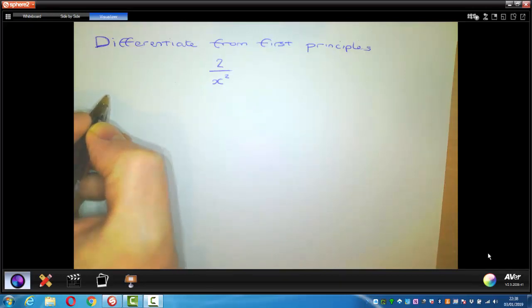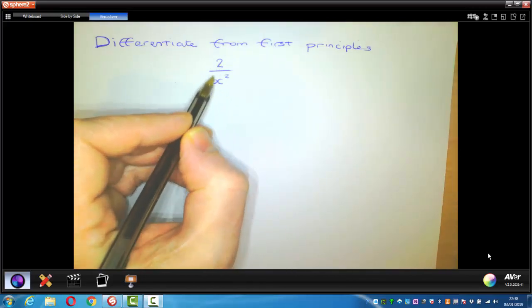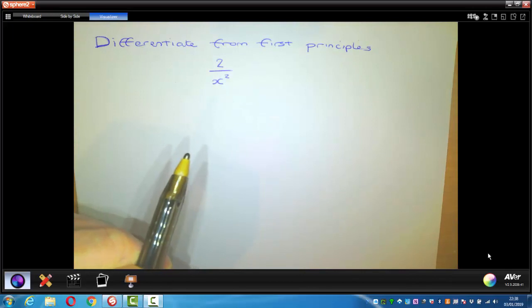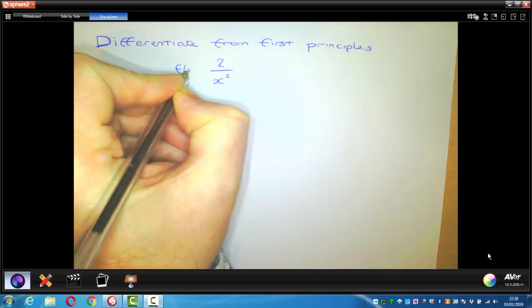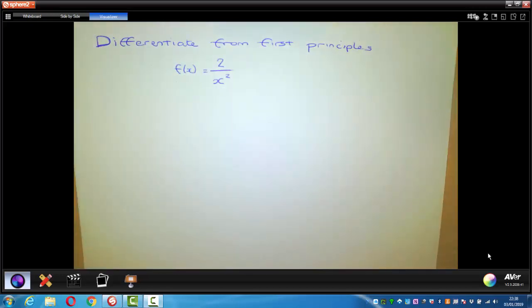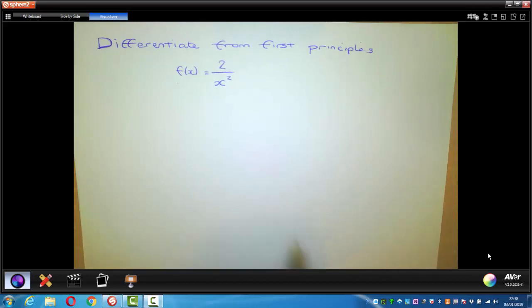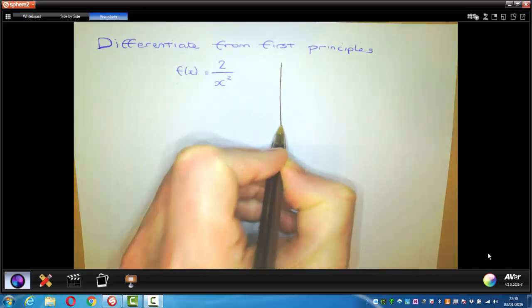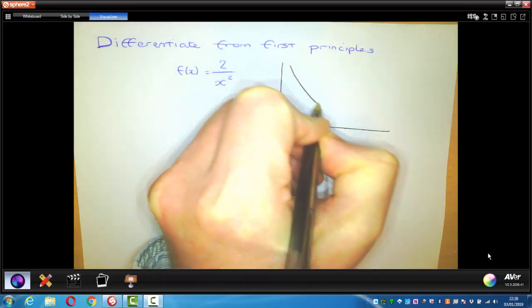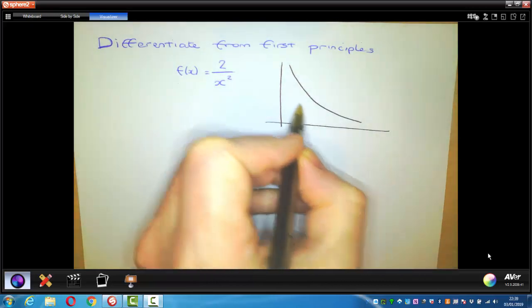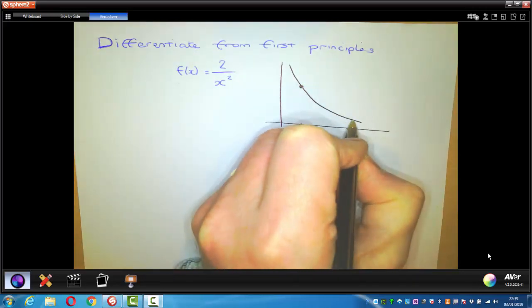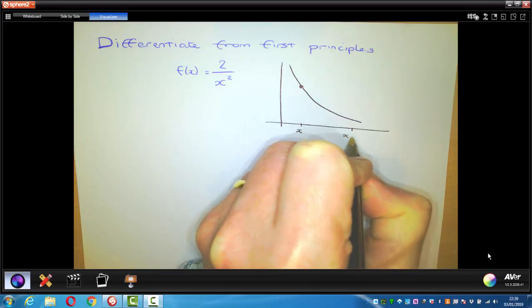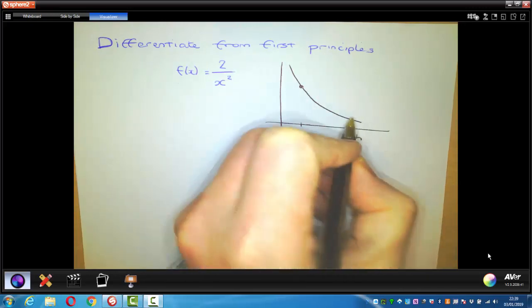We are asked here to differentiate from first principles the function f of x is 2 over x squared. Now, if we have a function that we want to differentiate, one way to consider it, let's say we have a function, say mentioned here, and let's evaluate the function at a point x, and we'll evaluate it at another point given by x plus h.